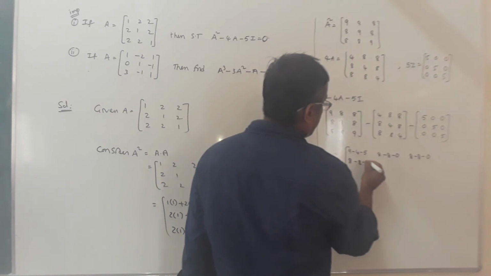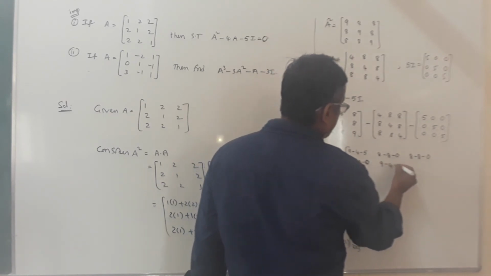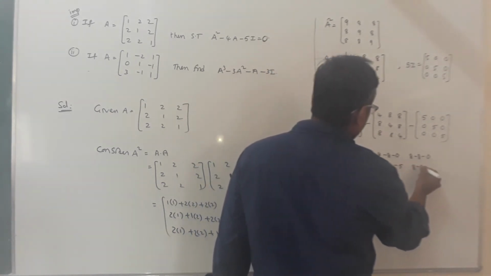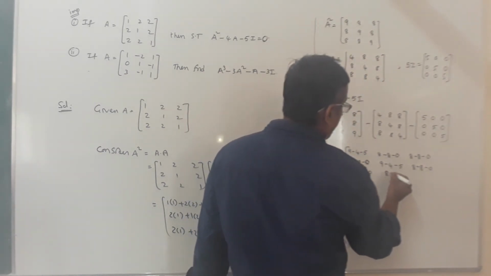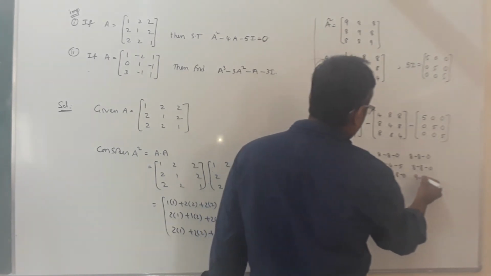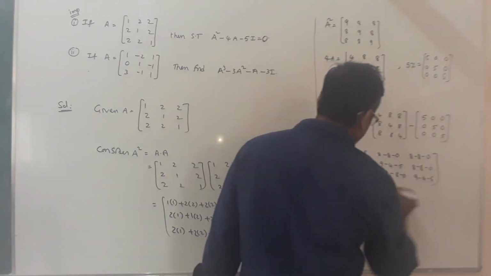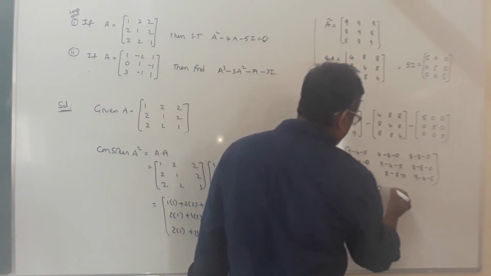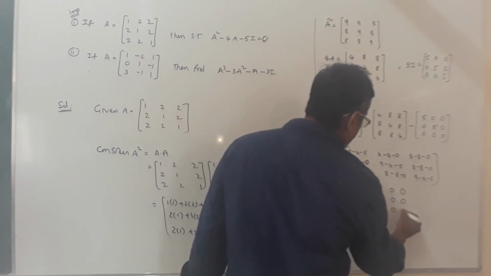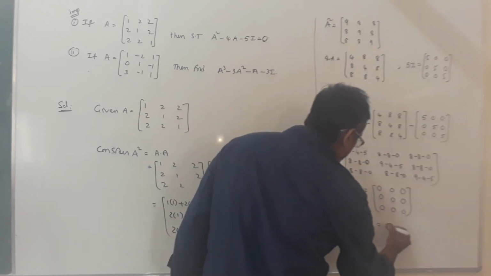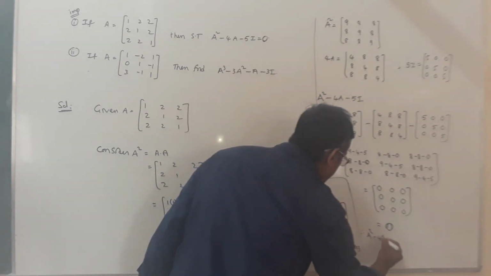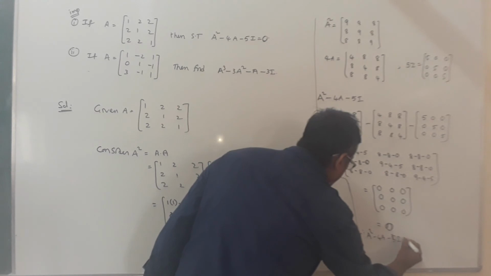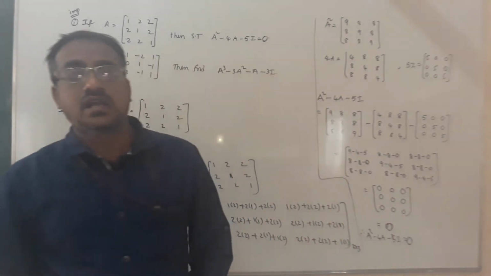8 minus 8 minus 0. 9 minus 4 minus 5. 8 minus 8 minus 0, and so on, with 9 minus 4 minus 5 on the diagonal. So you will get matrix 0 0 0, 0 0 0, 0 0 0. Hence it is a null matrix. Therefore A square minus 4A minus 5I is equal to a null matrix.